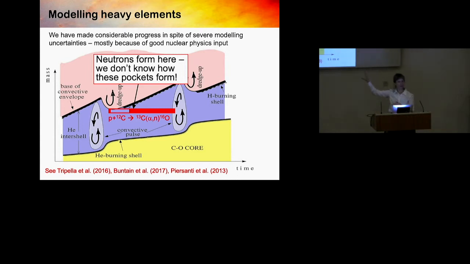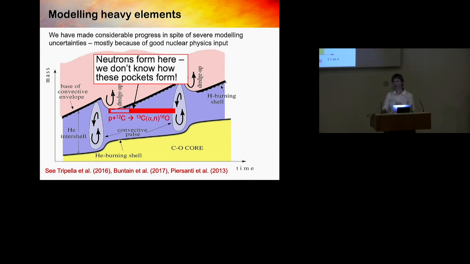I think we've done really well so far with our quantitative predictions, and I have to point out it's not because of the astrophysical side, because we still have severe modelling uncertainties in the mass loss and the mixing, but because we've had excellent nuclear physics input. There are still large uncertainties.